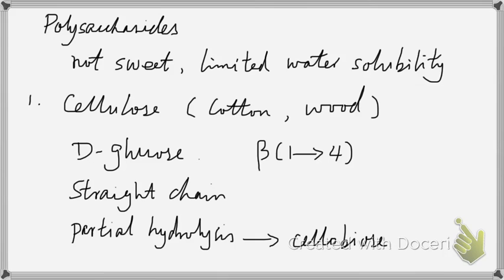When cellulose is partially hydrolyzed, it gives cellobiose. So we've learned the disaccharide cellobiose, which has 2 glucose units linked together through beta-1,4. Now you know when you have many cellobiose units linked together, you will have cellulose.